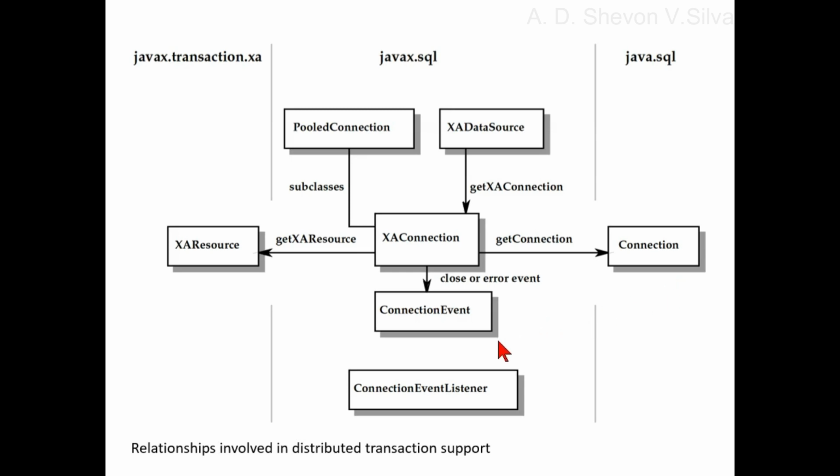Class ConnectionEvent, an event object that provides information about the source of a connection related event. ConnectionEvent objects are generated when an application closes a pooled connection and when an error occurs. The ConnectionEvent object contains two kinds of information: the pooled connection closed by the application, and, in case of an error event, the SQLException about to be thrown to the application.